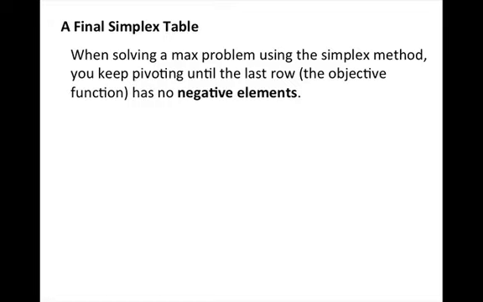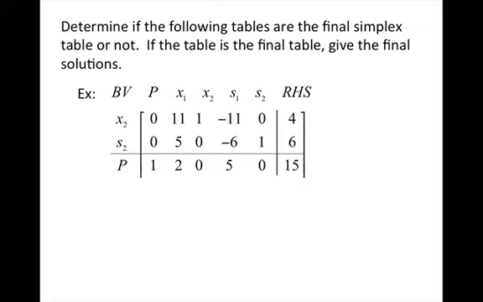Now let's look at evaluating a final simplex table. When solving a maximum problem using the simplex method, you keep pivoting until the last row, which is the objective function equation, has no negative elements. So I want to look at these tables and determine if they are the final simplex table or not. And if it is the final table, we're going to give the final solutions.